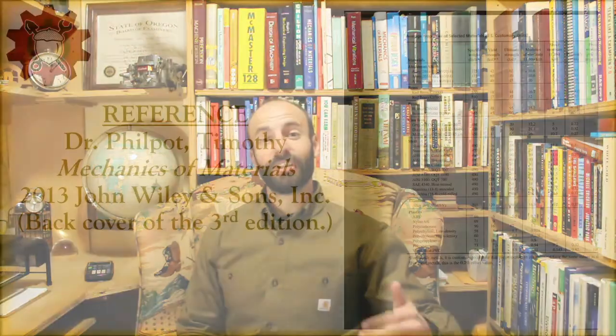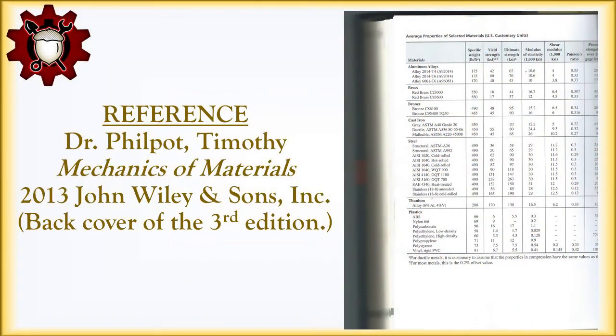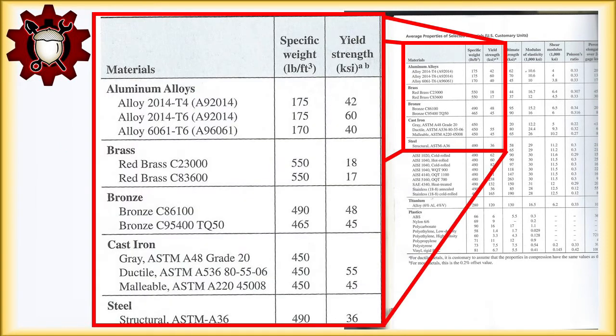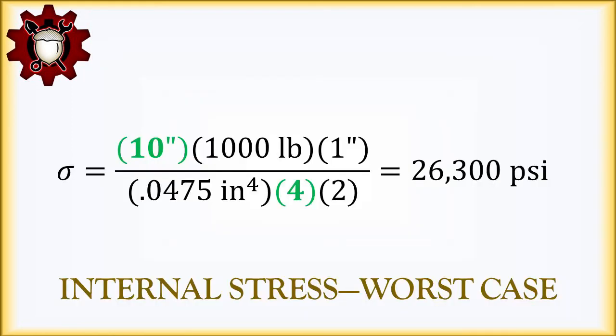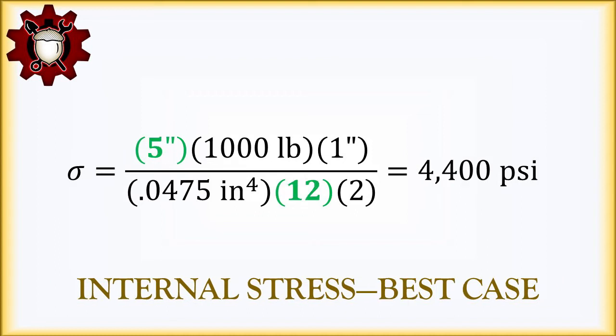So what do we do with these numbers? We compare them to the yield strength of the material that our frame or structure is made out of. For example, our frame is made out of A36 hot rolled steel. So looking at the same book, we can see how for A36 steel, our yield strength is 36 KSI, or 36,000 PSI. Alright, so we got 26,300 PSI, and then we got 4,400 PSI.